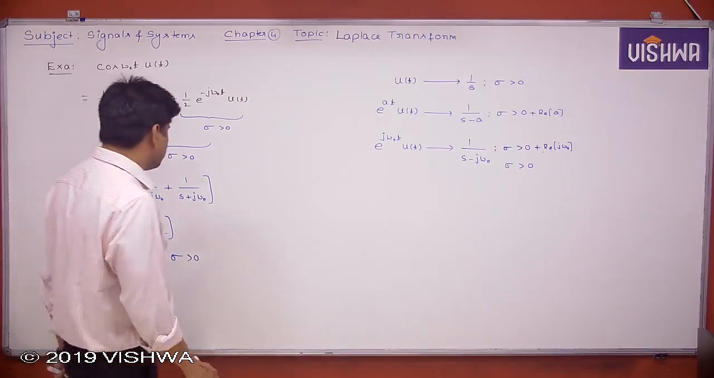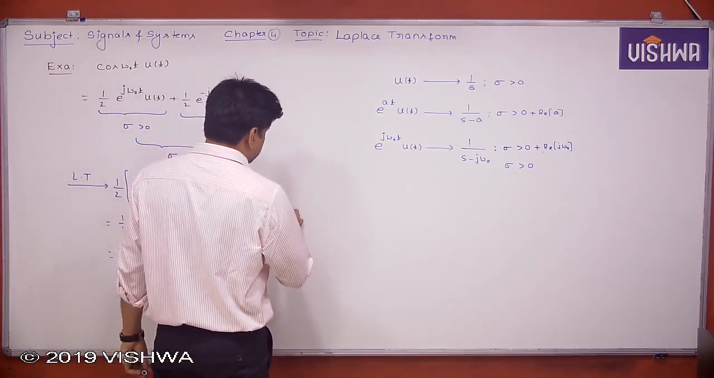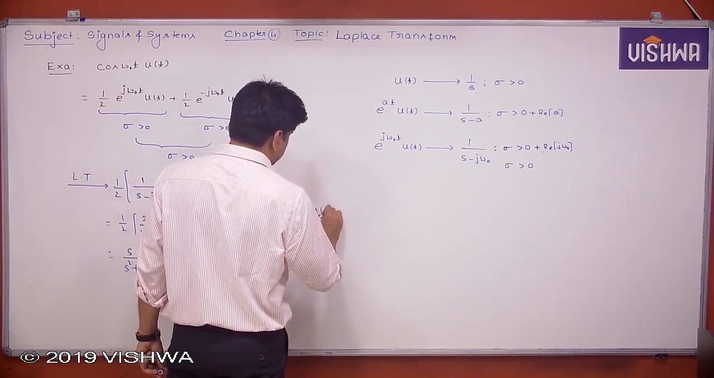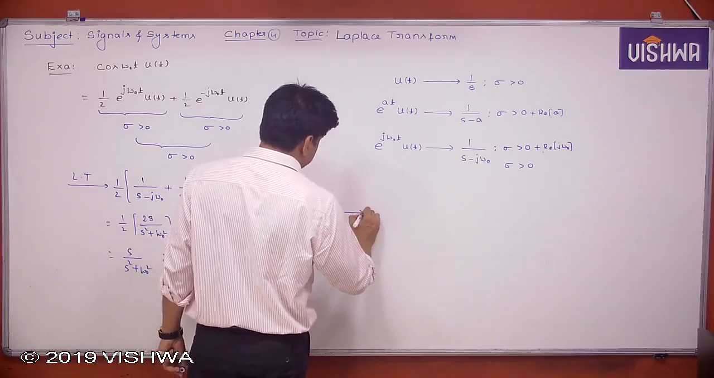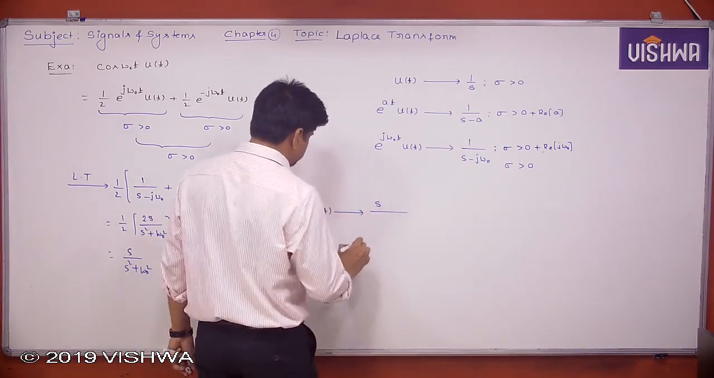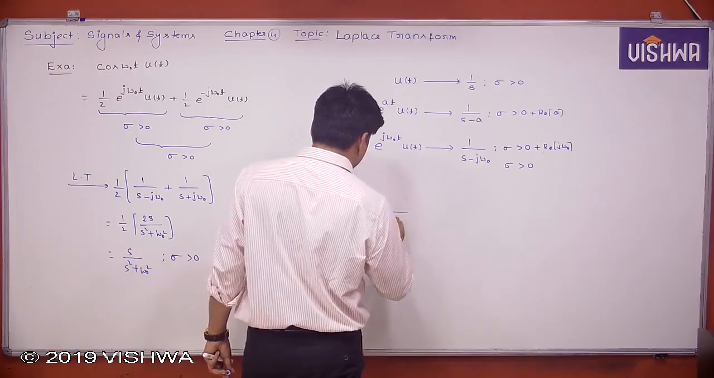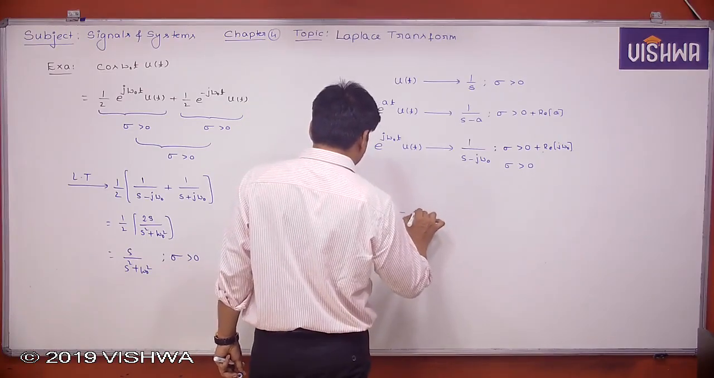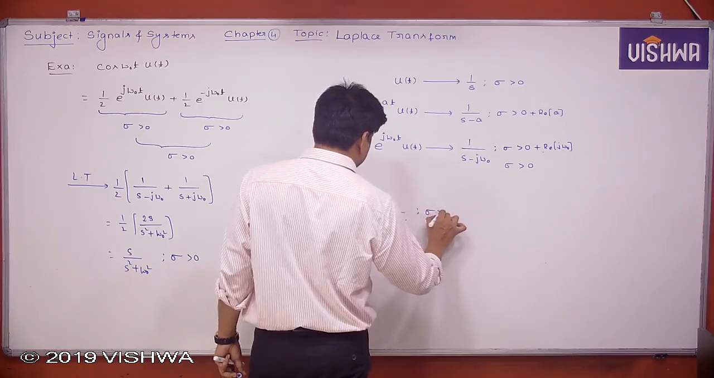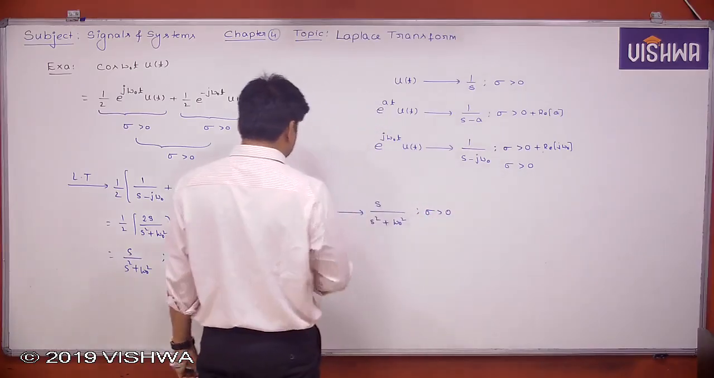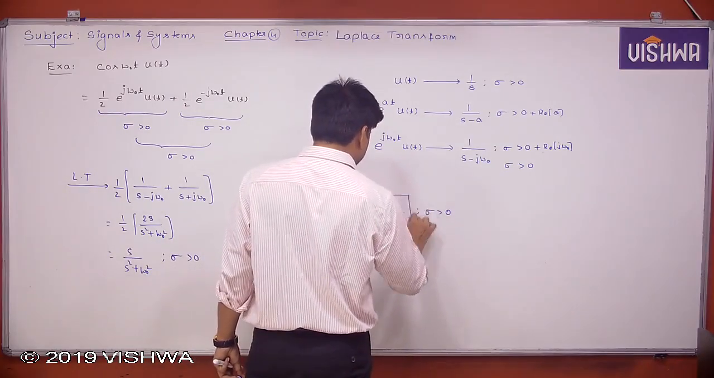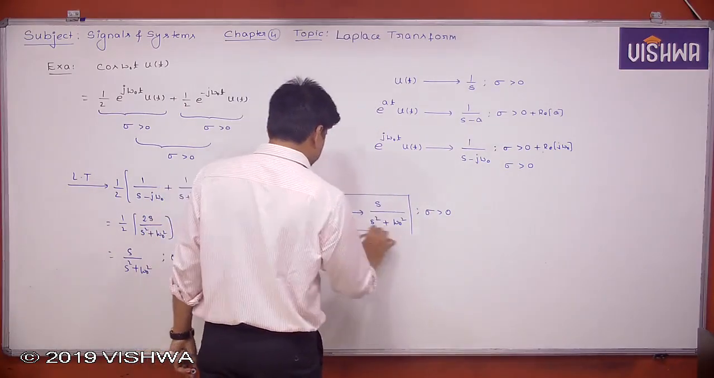So you have to remember it is a standard form: cos omega naught t u of t having Laplace transform s by s square plus omega naught square, sigma greater than 0.